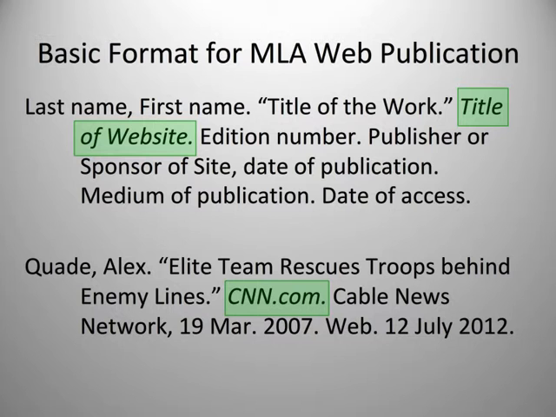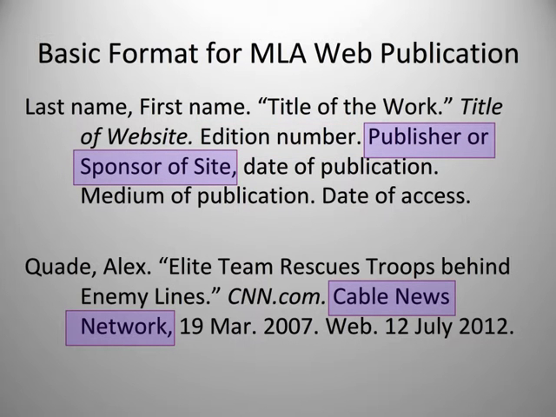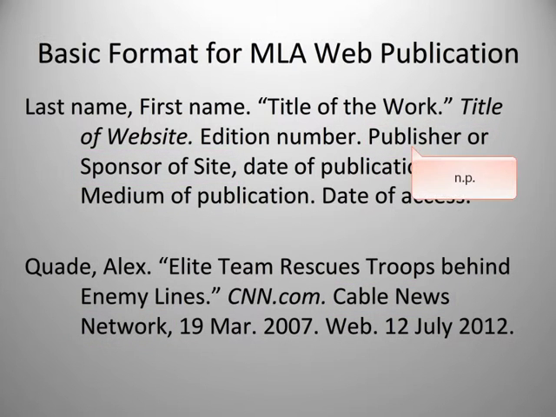Next comes the title of the overall website in italics, and it is also in title case. Then, if available, include the version or edition. Our example did not have an edition. This is often the case. This is then followed by the publisher or sponsor of the site, which will often be the institution or organization affiliated with the site. If one is not available, use NP to indicate no publisher.